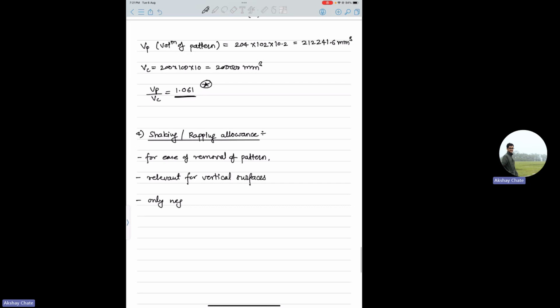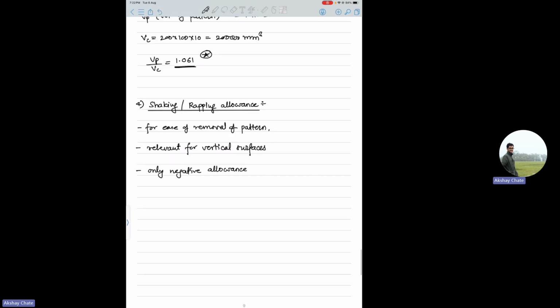Significant, or maybe relevant is the correct word, relevant for vertical surfaces. Okay, and this is the only negative allowance. Why? Because here your pattern will be bigger, right? Because you shake, right? So you increase the volume required for pattern as compared to the actual casting. So therefore, it is the only negative allowance, and it is a compulsory allowance. But you know that earlier we saw draft allowance, that is optional. So this type of question is also asked sometimes.